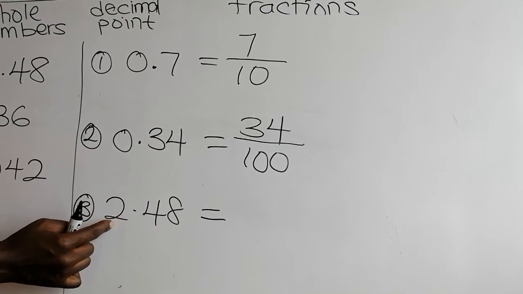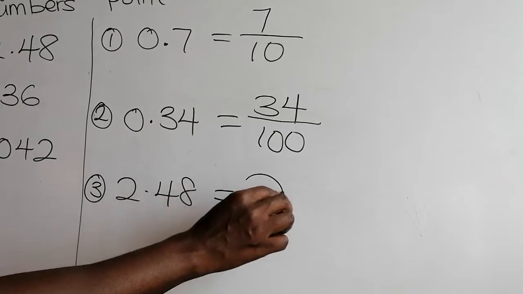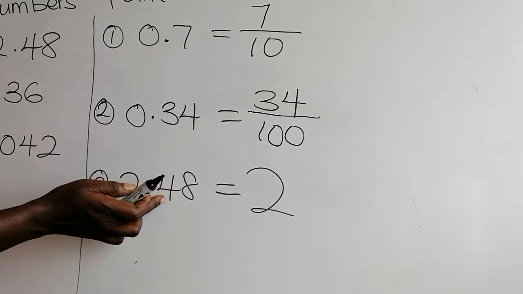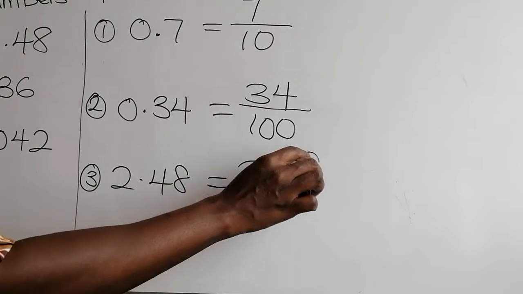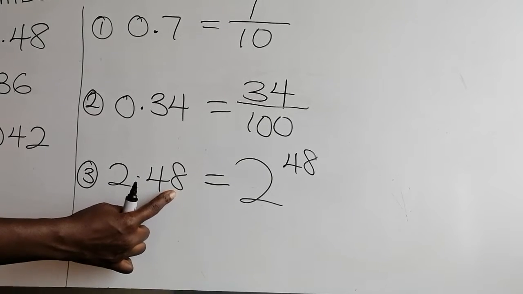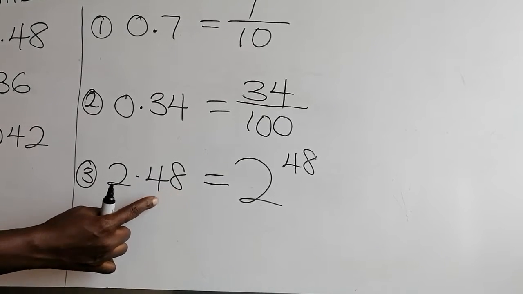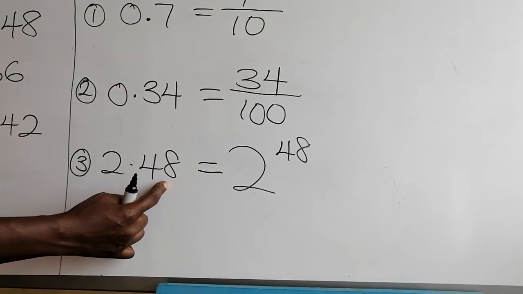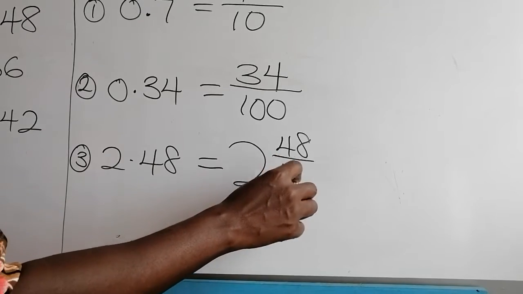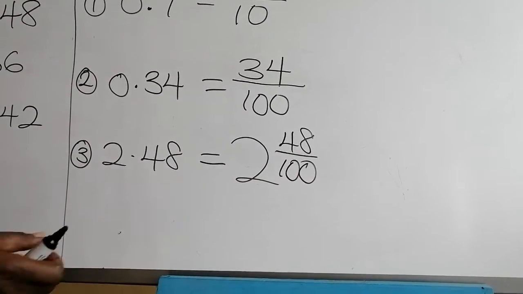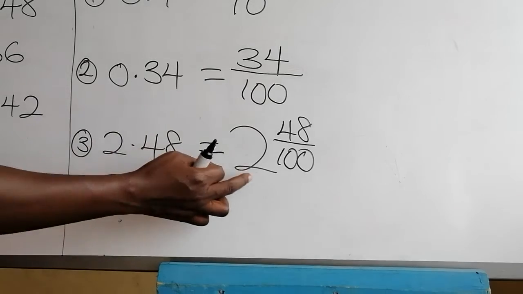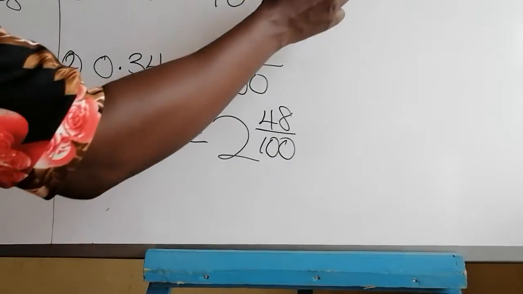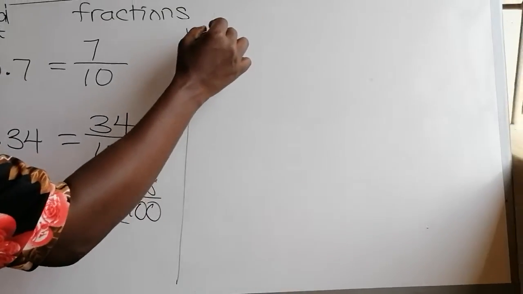We come to 3, 2.48. The first number is a whole number, so write your 2 boldly and then move on to your fraction. We have 48, which is the numerator, and then the last decimal digit here, which is the 8, we have it as the hundreds because we have tens here and then the hundreds here. So the denominator is going to be 100. Don't forget that anytime you have a whole number, the whole number should be written first, then you have your fraction after it. Let's look at more examples.